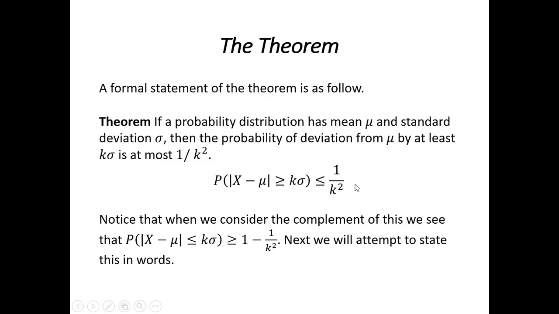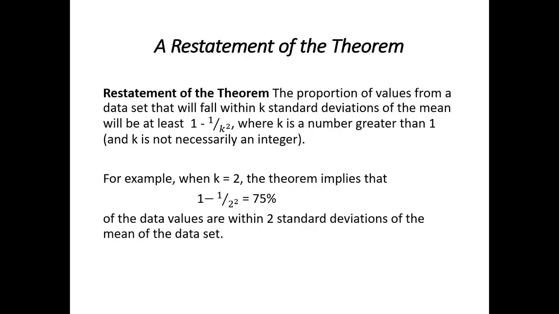It's a little bit easier to understand this when we consider the complement of this, which tells us the probability of a deviation being less than or equal to k sigma is greater than or equal to 1 minus 1 over k squared. Okay, so let's try to simplify this even more by just trying to state this in easier to understand words.